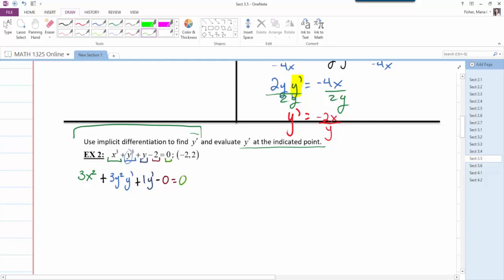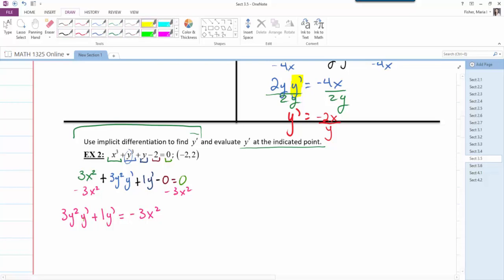Okay, so now we need to solve for y prime. So everything that's a y prime needs to stay on one side of the equal sign, and everything that isn't needs to go to the other side. So I need to subtract my 3x squared from both sides. So I end up with 3y squared y prime plus 1y prime is equal to negative 3x squared.